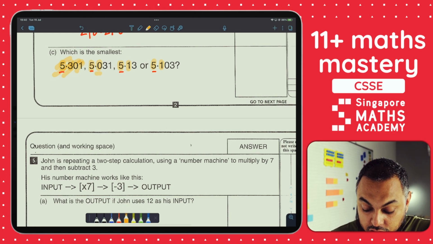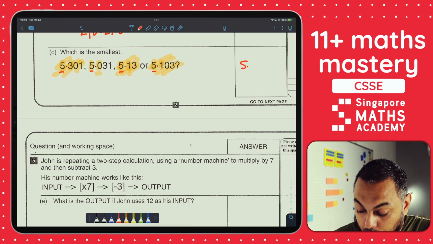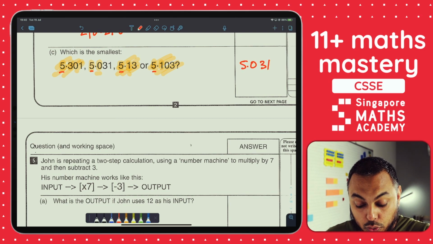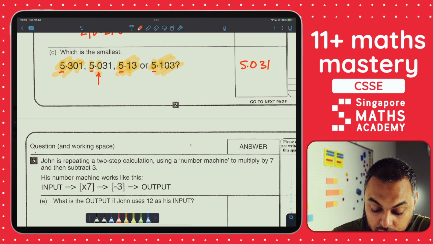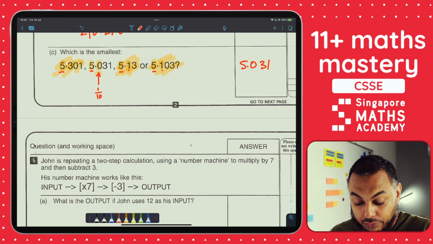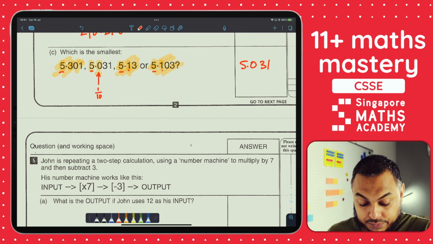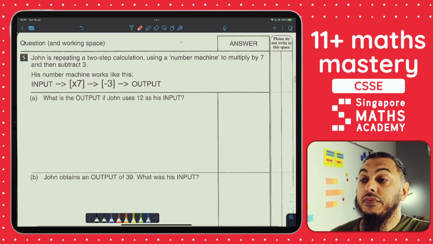Okay, so we've got 0 here and you've got 1 here, that's not the smallest either. And that's not the smallest either. And so 5.031, right? 5.031 is the smallest because the tenths column, this is the tenths column, how many tenths there are. This has got 0 tenths, whereas this has got 1 tenth, and therefore 5.031 is the smallest out of those 4 numbers.